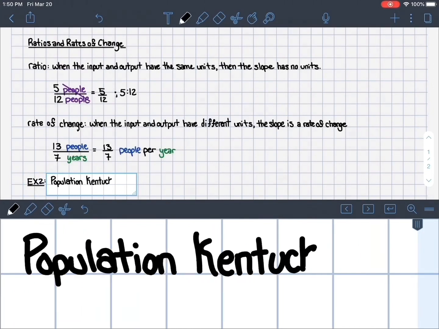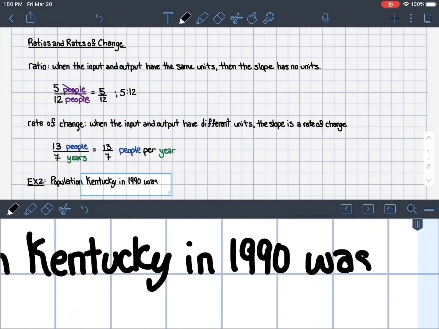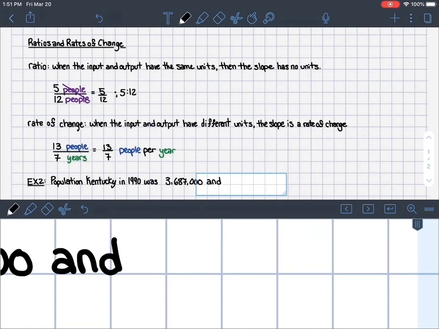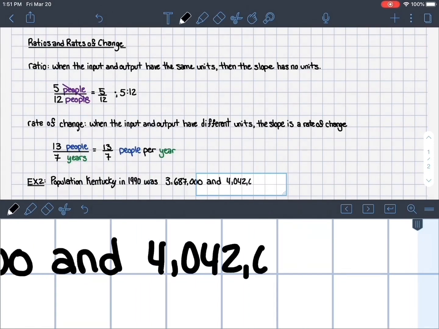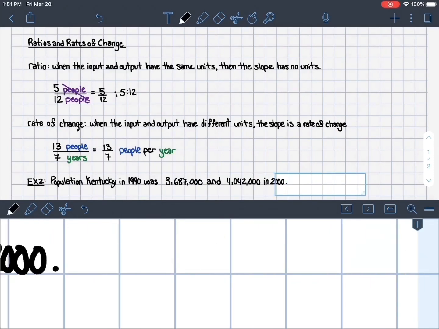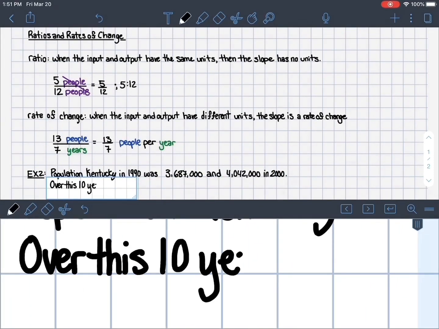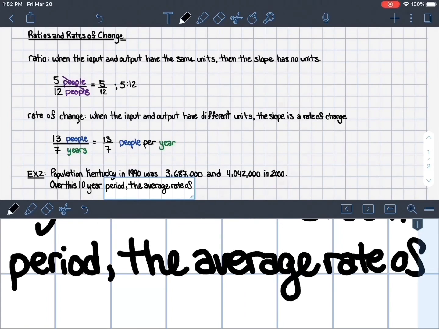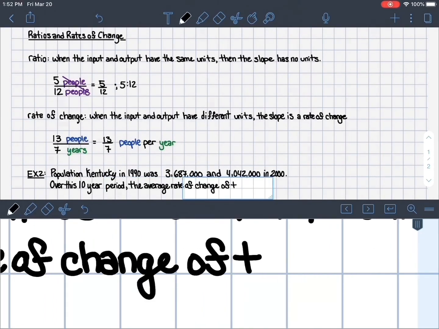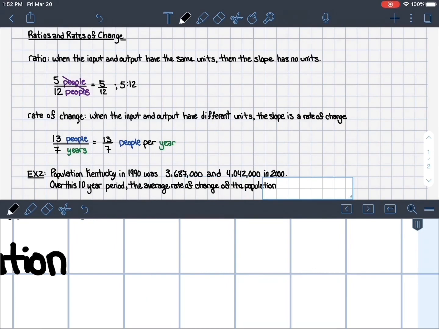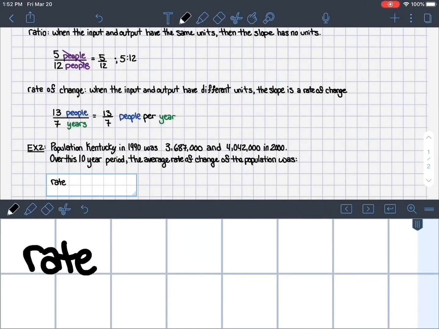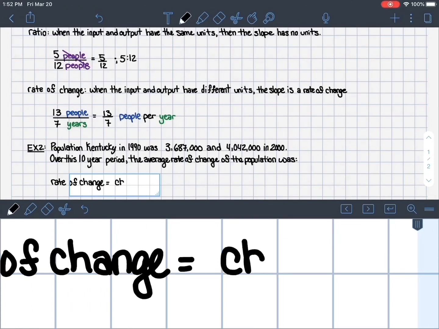In this example, we'll see how the population of Kentucky changes over the period of a decade. We'll be given the population at some initial time and at some final time. We always take final minus initial to indicate the change, and we're going to compare the change in population over the change in years.